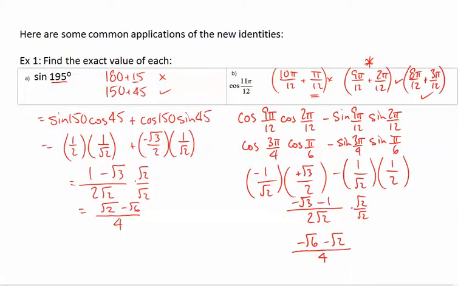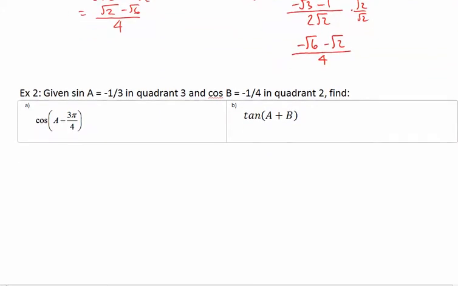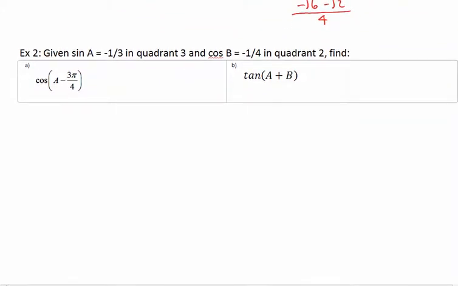All right, a different type of question that can be asked. In this case, you were given sine of an angle A, negative 1/3, quadrant 3, cos of an angle B, negative 1/4, quadrant 2. Hopefully by this point, the idea that would come to mind to you is to write these in standard position and see what information comes. Do that while you pause, then rejoin me.